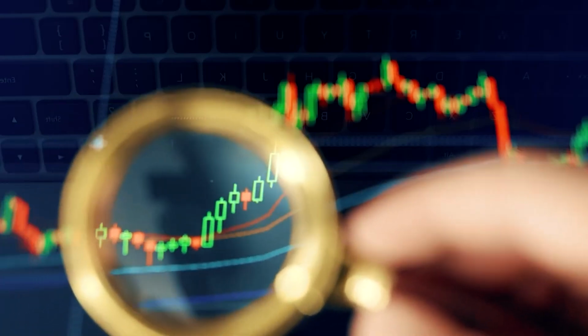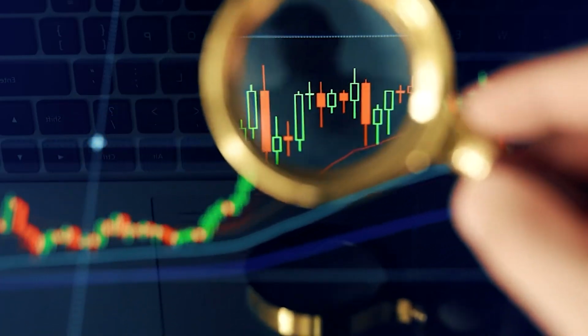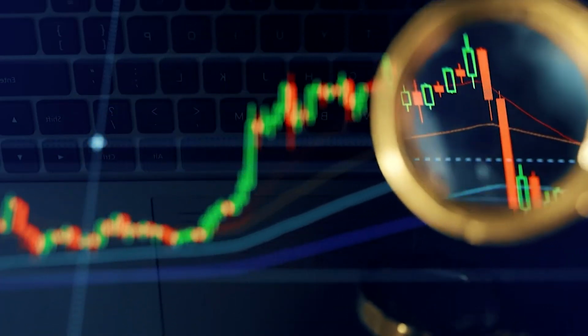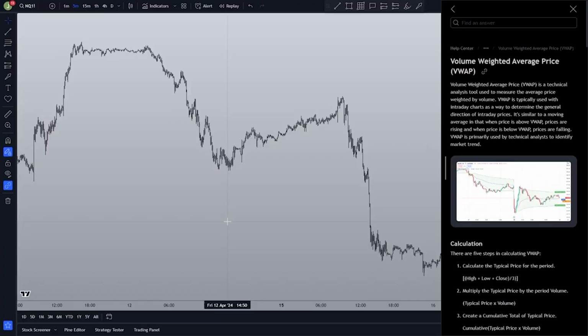If you've been learning how to day trade for any length of time, you've probably heard the advice to stay on the right side of the market. Today, let's learn how. First up on our list is VWAP.